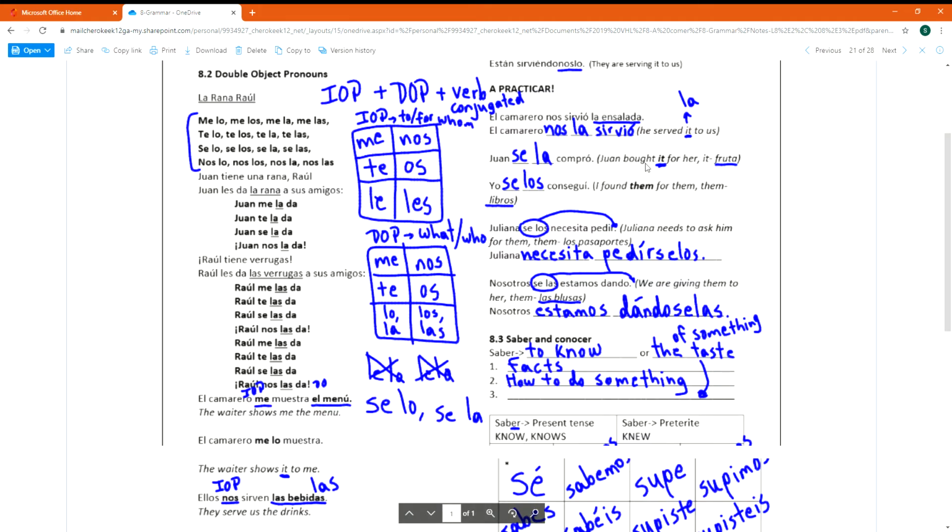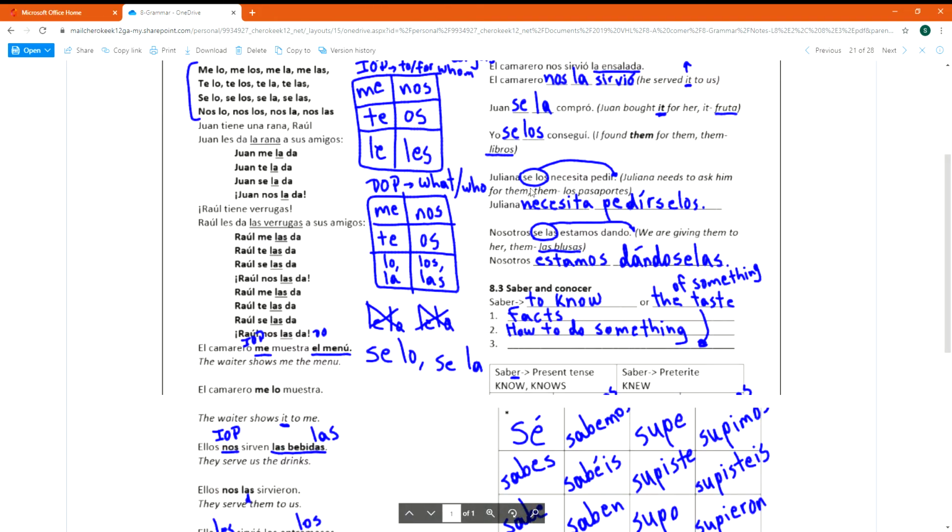Okay, now if we want to say Juan bought it for her, and the it refers to la fruta, then, right, I'm not going to say "le la," right? Because that means dumb, so we make the change. "Juan se la compró." Okay, I found them for them, and the them refers to los libros. So again here, guys, if it's to them or for them, it would be les, but we're not going to do "les los," so I know that I got to make a change, and I use se. So "yo se los conseguí," but this los is there because the thing refers to libros.